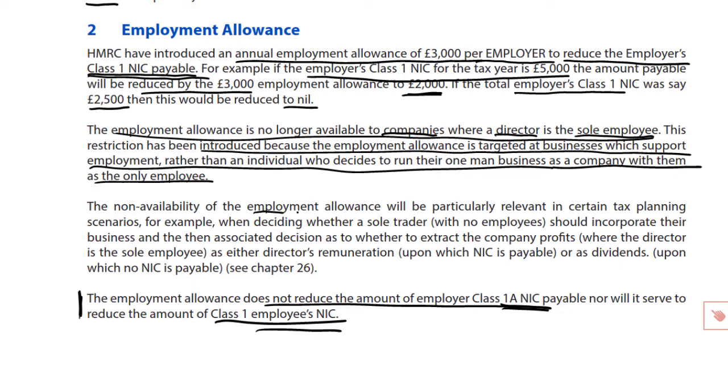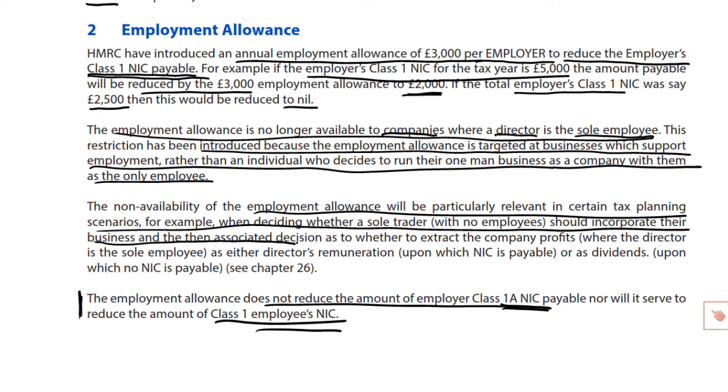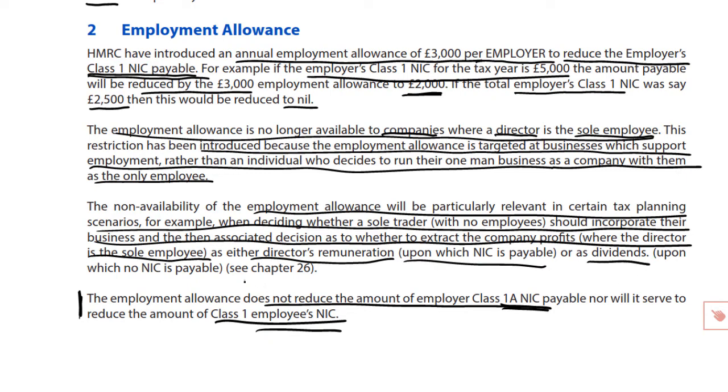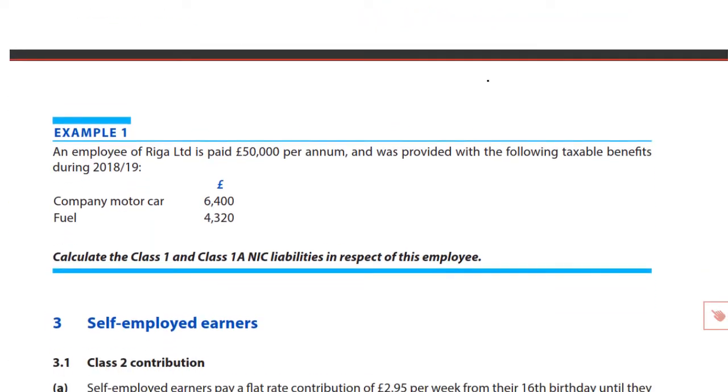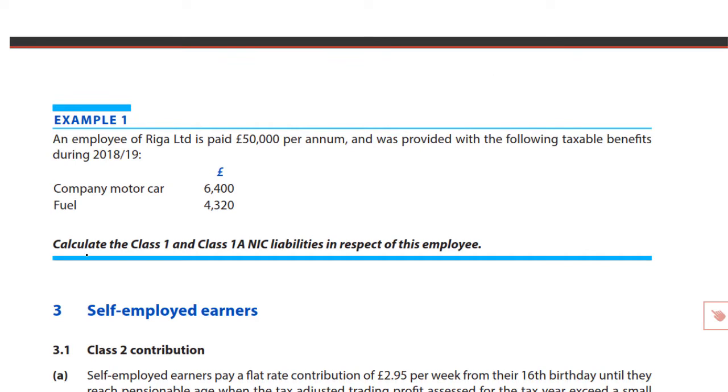The non-availability of the employment allowance would be particularly relevant in certain tax planning scenarios, for example, when deciding whether a sole trader with no employees should incorporate their business, and then the associated decision as to whether to extract the company's profits, where the director is the sole employee, as either director's remuneration, employment income, upon which NIC is payable, or as dividends. That is an issue that we take up in Chapter 26, so we'll discuss that later on.